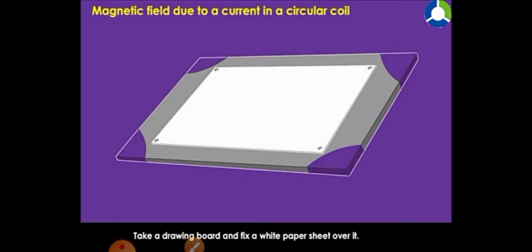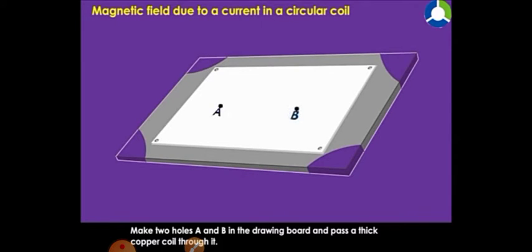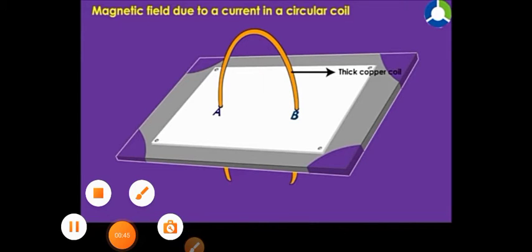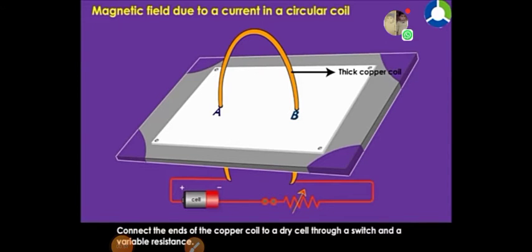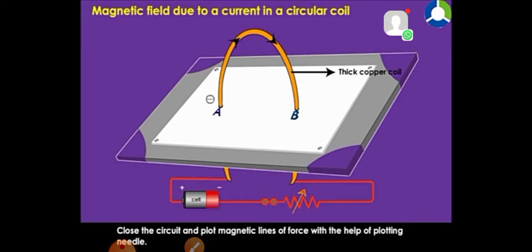Take a drawing board and fix a white paper sheet over it. Make two holes A and B in the drawing board and pass a thick copper coil through it. Connect the ends of the copper coil to a dry cell through a switch and variable resistance. Close the circuit and plot magnetic lines of force with the help of plotting needles.